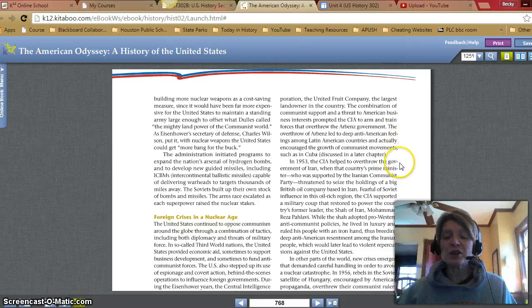In 1953, the CIA helped to overthrow the government of Iran when that country's prime minister, who was supported by the Iranian Communist Party, threatened to seize the holdings of a big British oil company based in Iran. Fearful of Soviet influence in this oil-rich region, the CIA supported a military coup that restored power to the country's former leader, the Shah of Iran, Mohammad Reza Pahlavi.